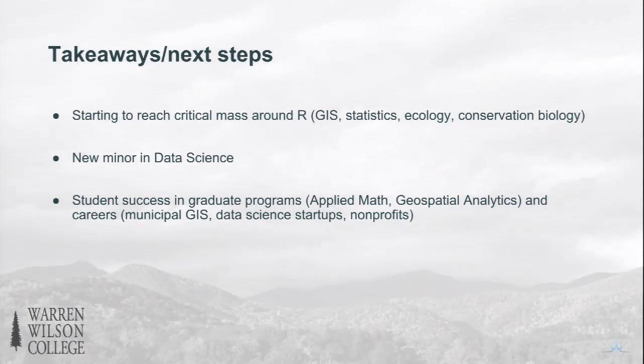So then in terms of takeaways or next steps for me, a current snapshot of where things are, some things I've noticed that I think are beneficial: we're starting to see some critical mass around R as a computing tool at Warren Wilson. If you take ecology or conservation biology, now every statistics course has gone to that. I think our lone holdout right now might be psychology. They're still holding on to SPSS. But we're getting students used to seeing it across their courses and not seeing it as a GIS tool or just a statistics tool. And I think that's a good thing.